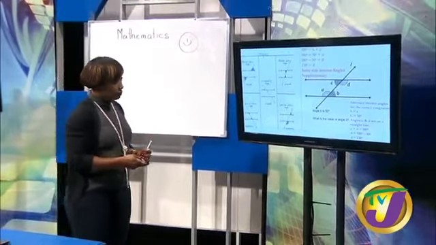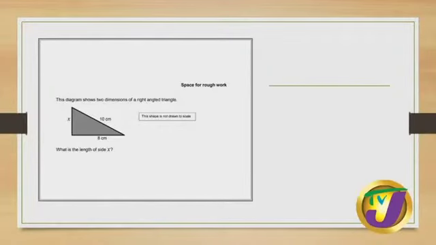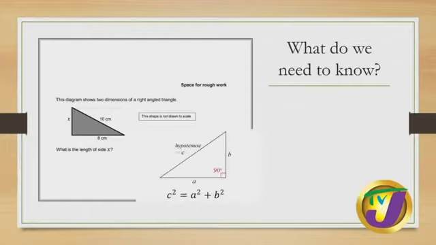All right. Let's look at this question. This diagram shows two dimensions of a right angled triangle. Are we seeing it? Great. What knowledge do we need here in order to find out the length of side X? What do you know about right angled triangles? Well, there is a theorem called the Pythagoras theorem, which tells us that for every right angled triangle, there is a relationship that exists with all three sides.